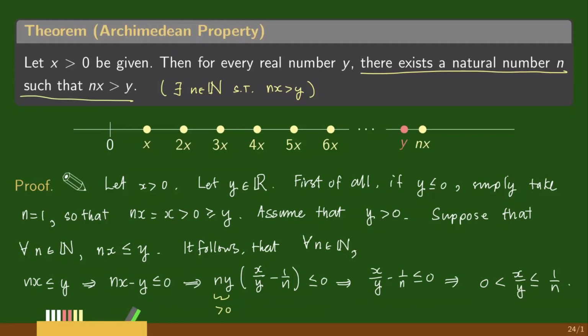Remember, we should end up in a contradiction because we're proving it indirectly. So what's wrong with this? Kasi ang pinrove na ito, yung x over y mo is a lower bound for this set. Do you remember this set from the previous example? Pinaprove niya na yung x over y is a lower bound for the 1 over n's. Which is a contradiction. Why? Why is that a contradiction?